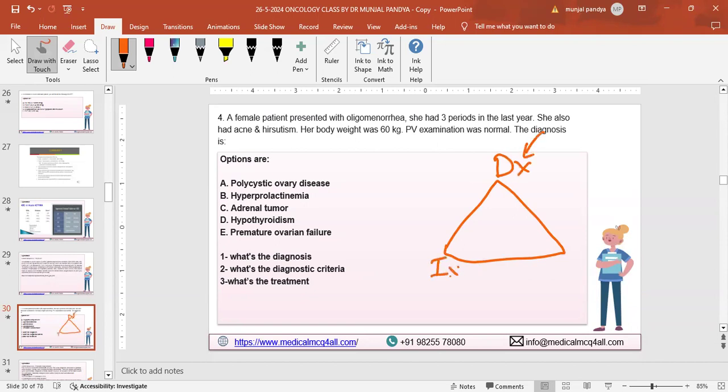You also need to know how you investigate this patient, and once you make the diagnosis, how you will treat this patient. Take your time, 10-15 seconds.